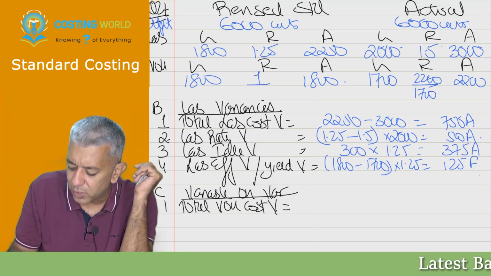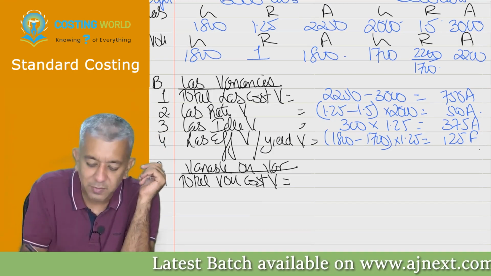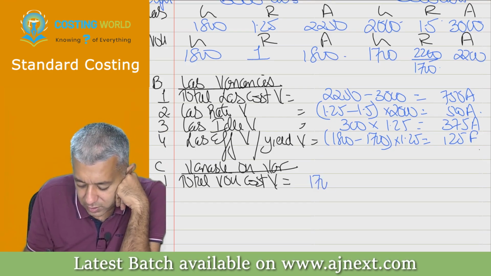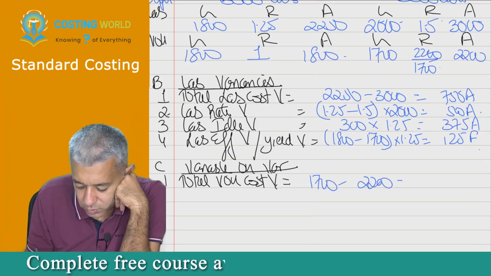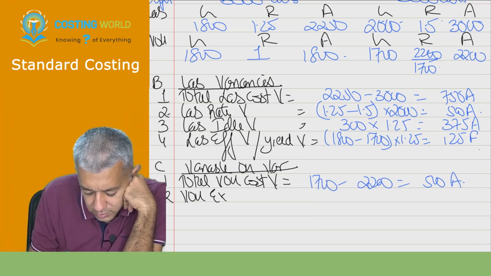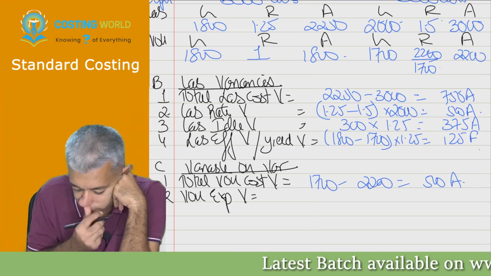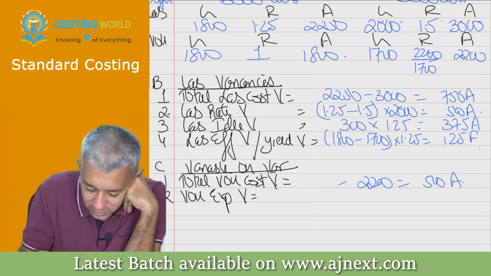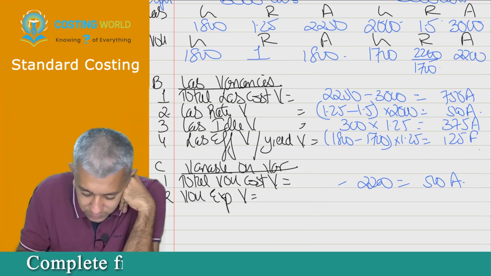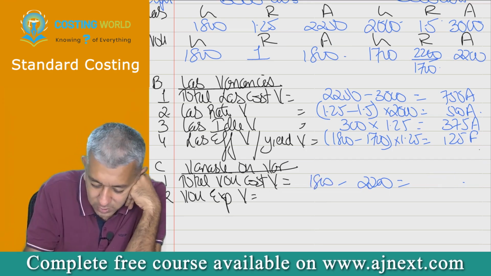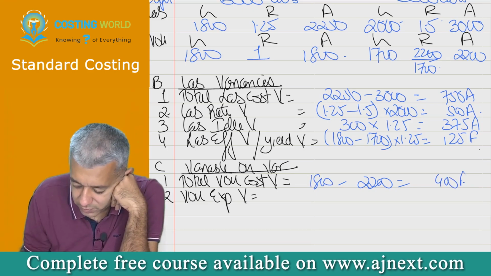Now let's compute in this particular case our three variances for variable overheads. So therefore, first one, 1700 minus 2200, 500 adverse. Second, 1800, this is the amount, what I am doing here. 1800 minus 2200, 400 adverse.